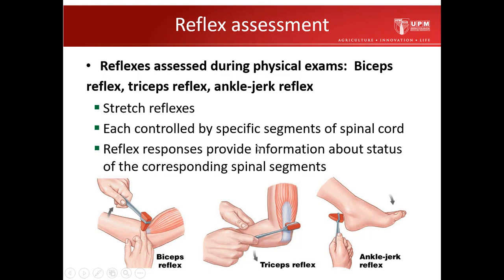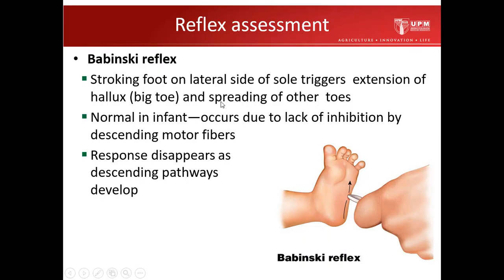And the reason we need to do the reflex assessment is because we want to know the status of the corresponding spinal segment. For example, if you do the bicep reflex, you want to know the status of the musculocutaneous nerve, the C5, C6. Or if you do the tricep reflex, you want to know the status of the radial nerve, and the ankle jerk reflex, you want to know the status of the sciatic nerve, this S1 and S2, for example. Okay, the Babinski response is a test used to assess the upper motor neuron dysfunctions.